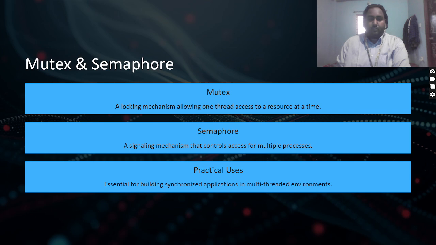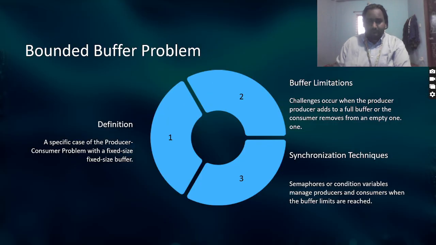Mutex and semaphores. A mutex is a locking mechanism that allows one thread to access a resource at a time. A semaphore is a signaling mechanism that controls access for multiple processes. Practical uses. Essential for building synchronized applications in multi-threaded environments.